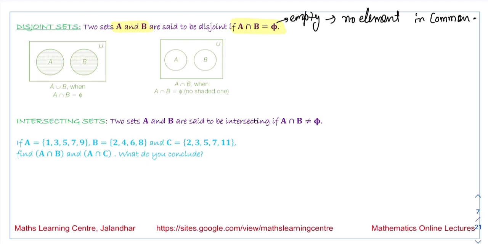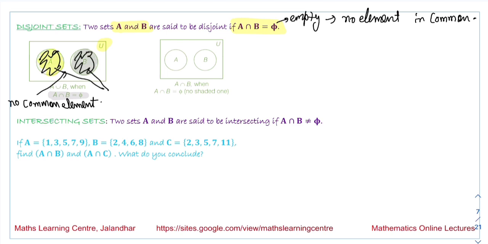So if U is the universal set and these are the two sets, this is the set A and this is the set B, then A union B, when A intersection B is empty. We are saying their intersection is empty, which means they have no common element, and this is showing the union. Union means all the elements of A and all the elements of B.